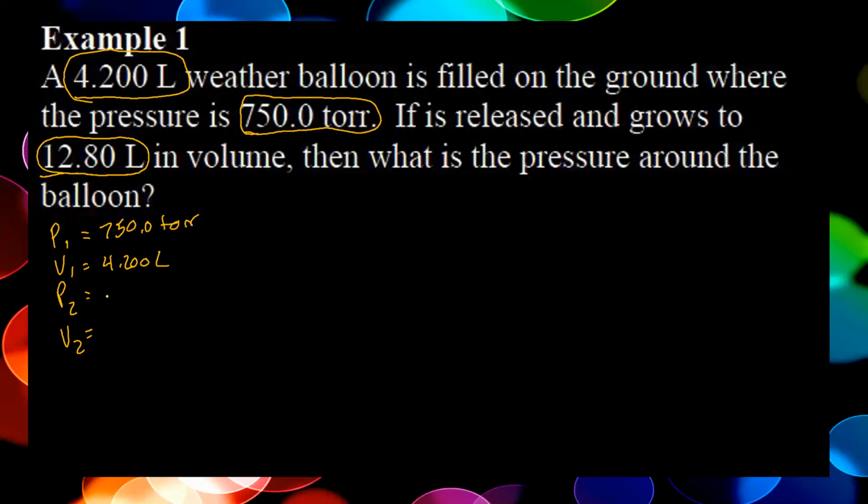What about pressure 2? This is kind of a trick question. I got you. Yeah, exactly. We don't know that. That's our X. That's what we're looking for. Okay, and then volume 2 was 12.80 liters. There we go. Okay, so here's our formula. P1V1 equals P2V2. Let's plug in everything.